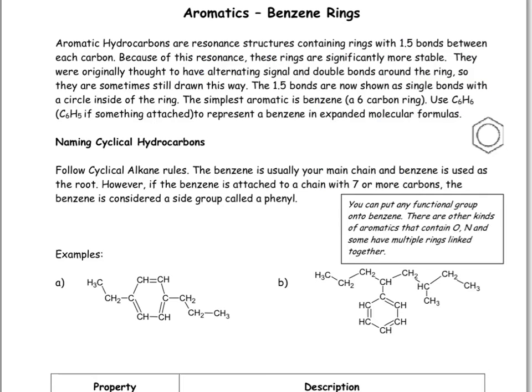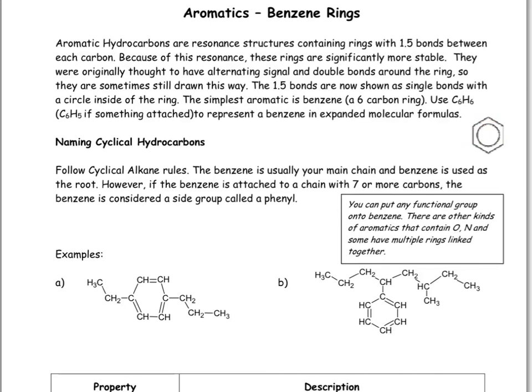The 1.5 bonds are now shown as single bonds in a ring with a circle on the inside showing the delocalized electrons that are being shared between the carbons. The simplest aromatic is benzene, so it's a 6-carbon ring. Now, when we're doing expanded molecular formulas, we take the ring and simplify it as a C6H6. Or if there's something attached to the benzene, we would write C6H5 and then continue on.